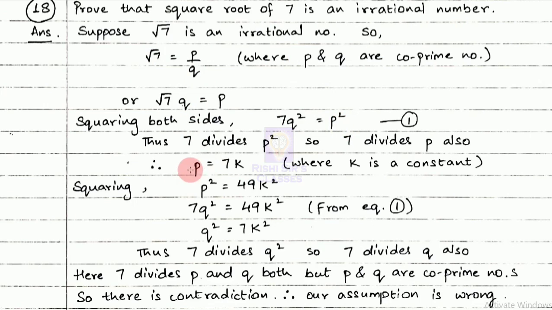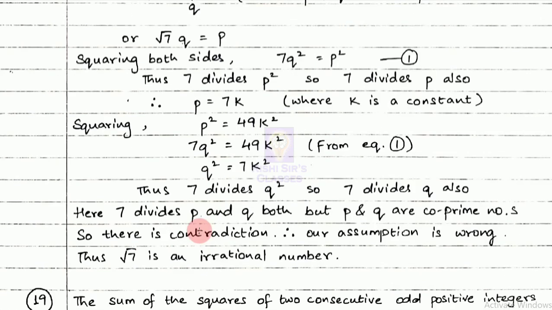In that case, P will be equal to 7K. We will suppose K is a constant. After that, square one more time, and after solving this we can see that 7 is a factor of P and Q both. But they are co-prime numbers. So here is a contradiction, and our assumption is wrong.